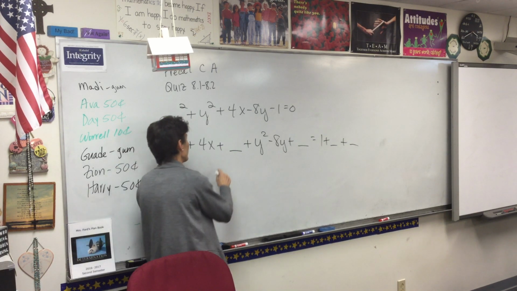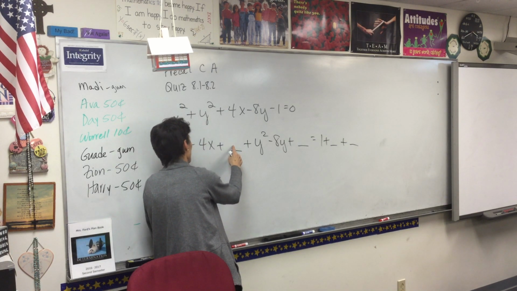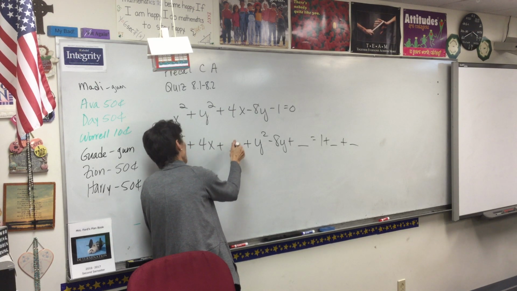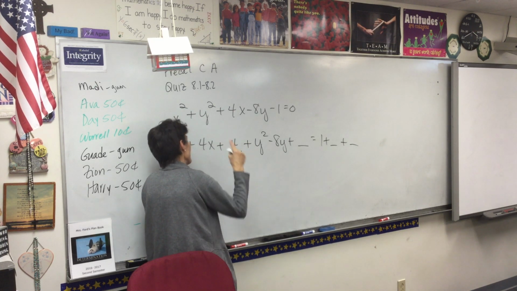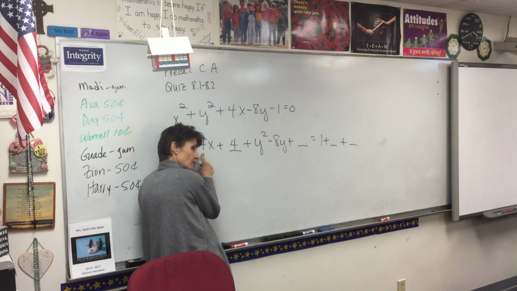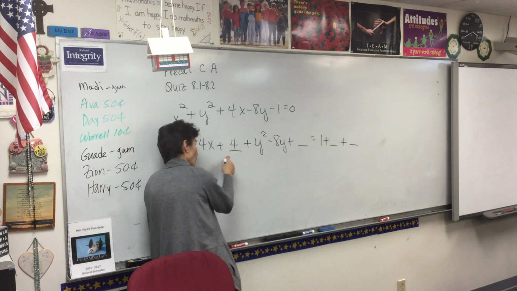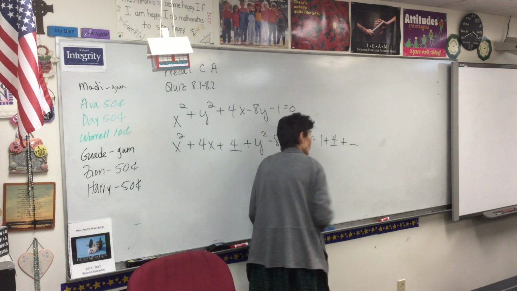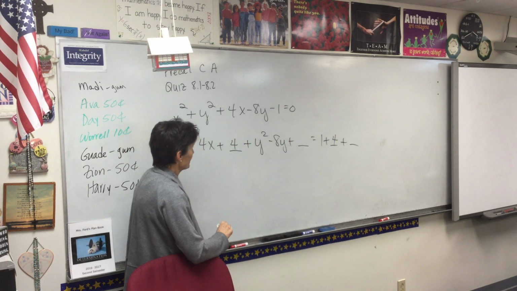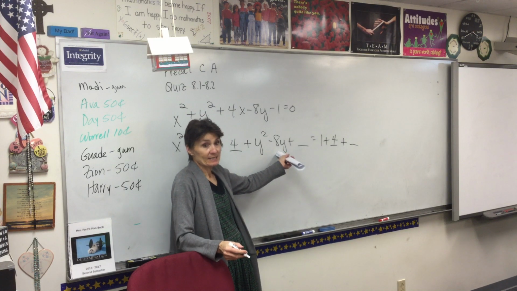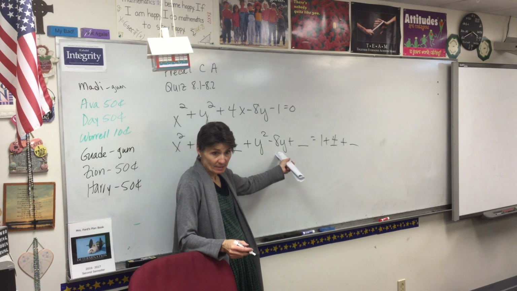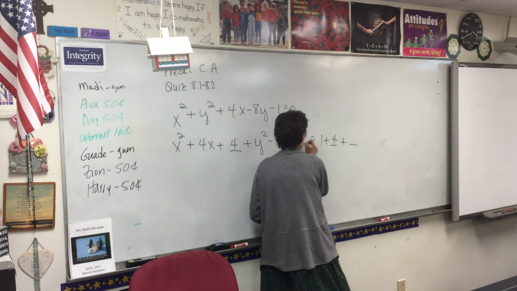So complete the square. Here we go. What goes here? 16. No, not 16. 4. One more time. Half of this number. What's half of 4? 2. Square it. 4. That's why it's a 4. Don't go too fast. This one's going to be 16 because half of 8 is 4. Squared is 16.